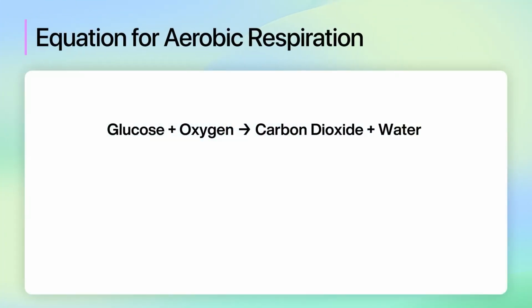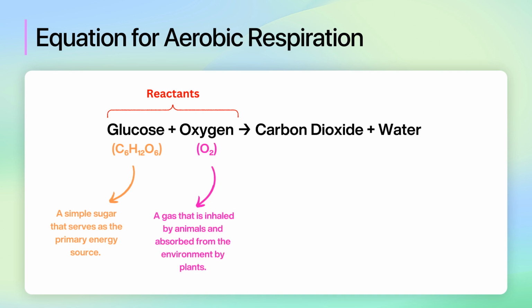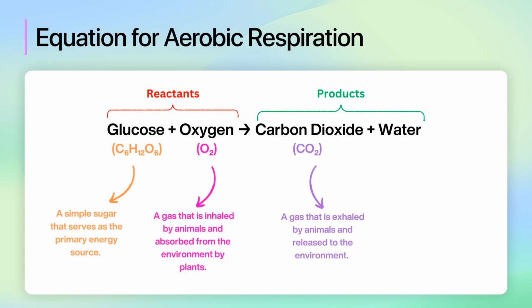Let's look at the details. For our reactants, we have glucose, which is a simple sugar that serves as the primary energy source. We also have oxygen, a gas that is inhaled by animals and absorbed from the environment by plants. Next, for our products, we have carbon dioxide, a gas that is exhaled by animals and released to the environment. And water, which is produced as a byproduct and utilized by the body, or released.